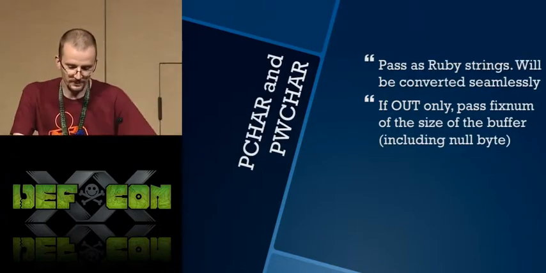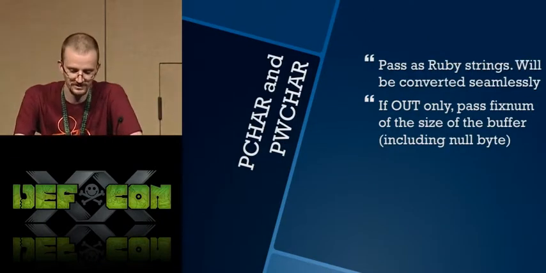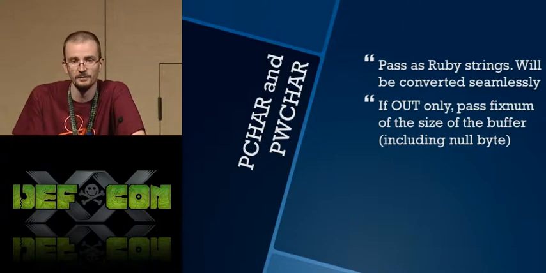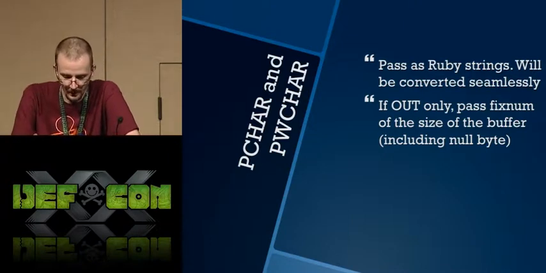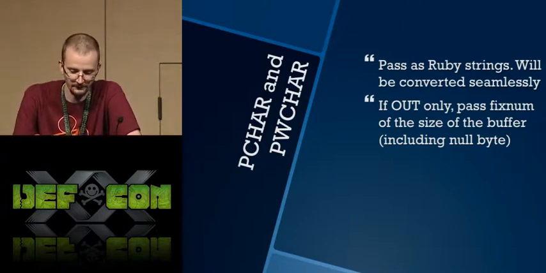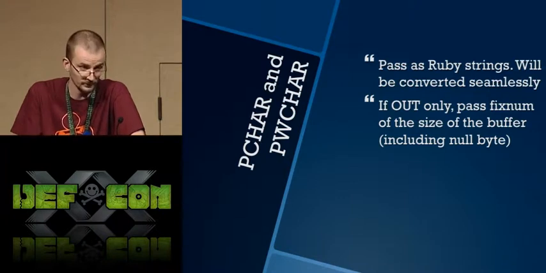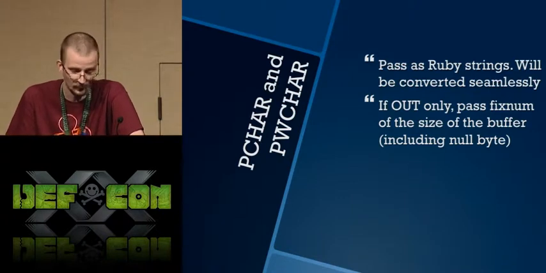Then we have, of course, PCHARs and PWCHARs, which are pointers to characters and wide characters. Same thing, we pass the data, so we're passing it strings. And again, if it's an out-only parameter, then we pass it the size of the buffer that we want it to occupy, and that includes the null byte. So you have to watch that. You can get off-by-one errors there.